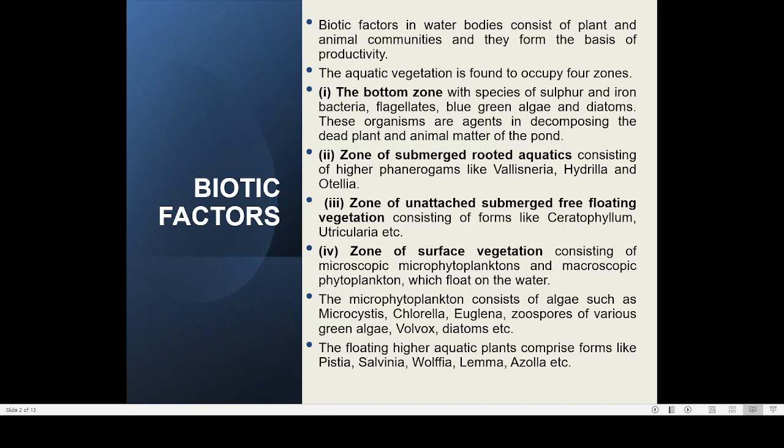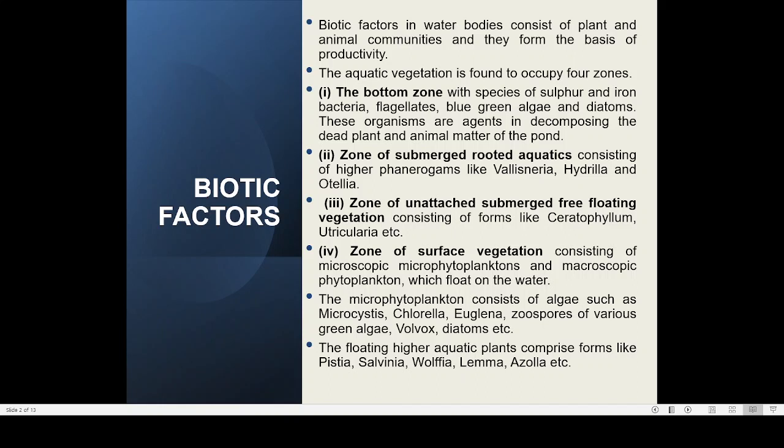Some may be microscopic, meaning we have to look through a microscope. Some may be bigger, so that we can see with our eyes itself. Some microphytoplanktons are there, or some macroscopic bigger plants are there, but they all float on the surface of the pond. So microplankton consists of algae such as microcystis. This is the microcystis algae. Their nature is something like this.